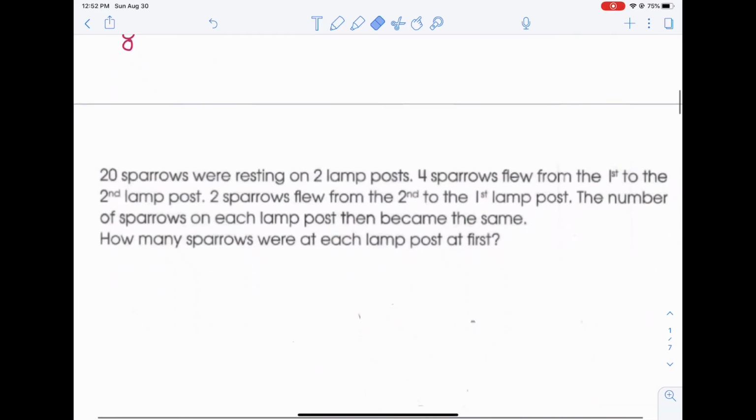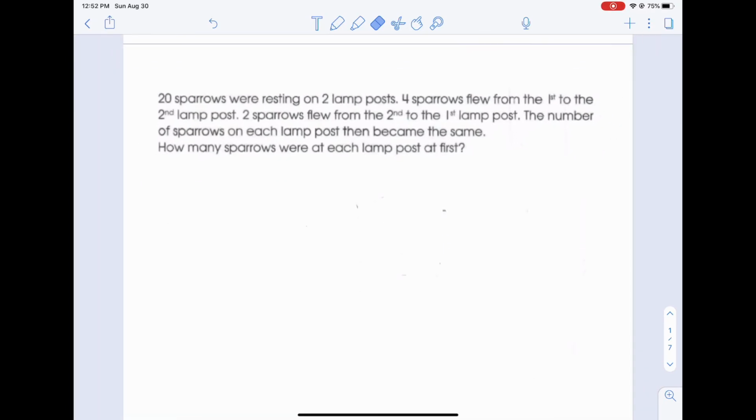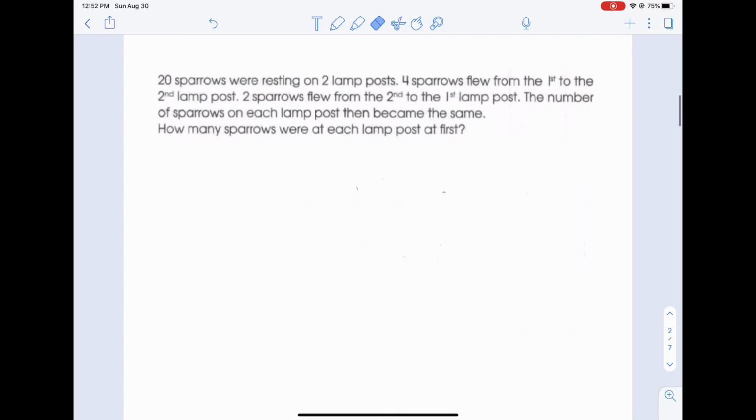Now this one is a more complex word problem, but it's still the same principles. So we have 20 sparrows that are resting on 2 lampposts. So 4 sparrows flew from the first to the second lamppost. So first, let's start setting it up. So we have a first lamppost and we have a second lamppost.